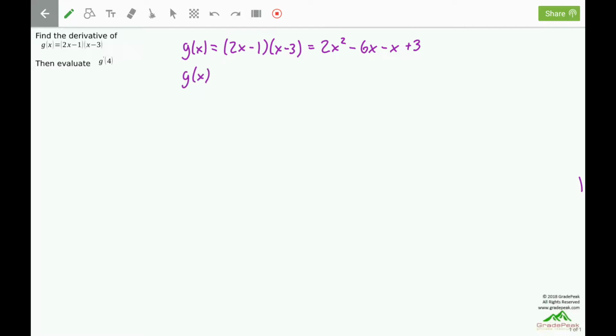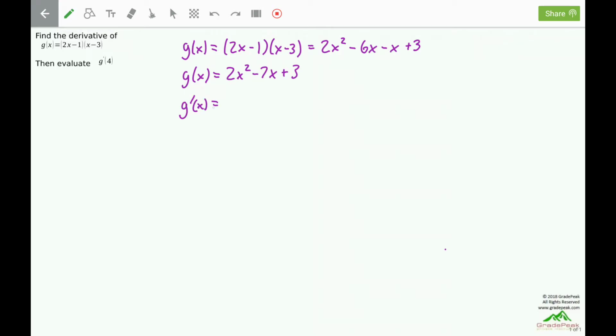We can now combine the like terms, the outside and inside terms, negative 6x and negative x, which combine to be negative 7x. So we have 2x squared minus 7x plus 3. Since these terms are added or subtracted with each other, we can take their derivative independently and add or subtract them.